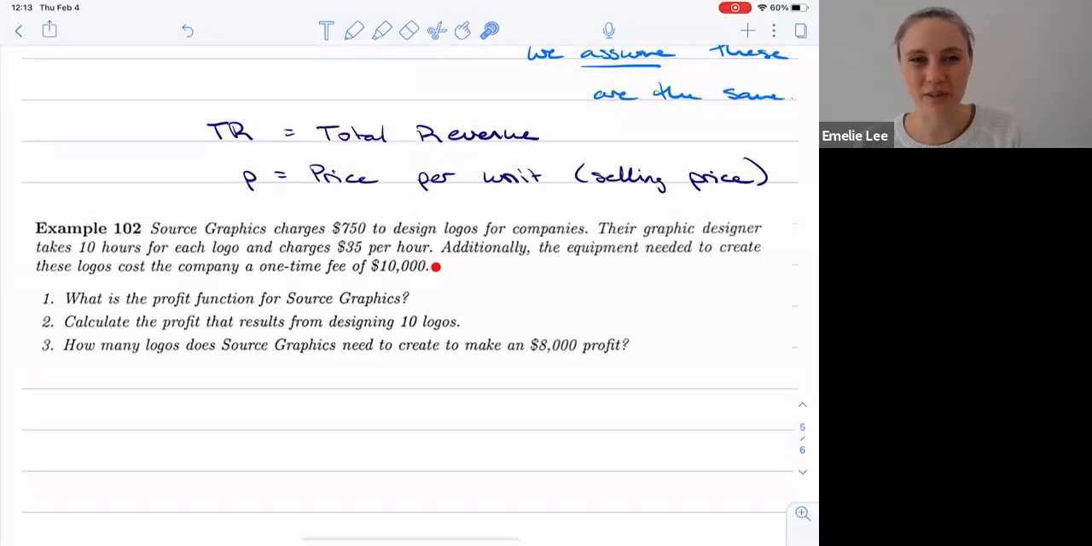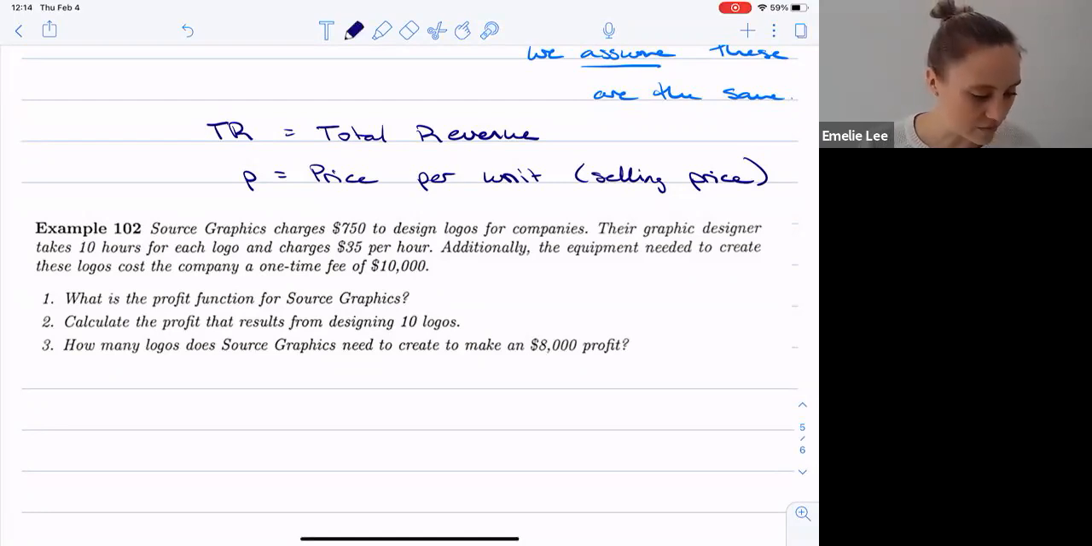We assume that we're here in kind of the first month. And I will say this, sometimes for the questions in the textbook, and all questions in general, you're going to need to be a little bit flexible on how you read them. When you read this, the equipment needed to create these logos cost them a one-time fee of $10,000. That's going to be one of our fixed costs. So I'm just going to use it as a fixed cost. It doesn't really work that way, but that's how we're going to use it.